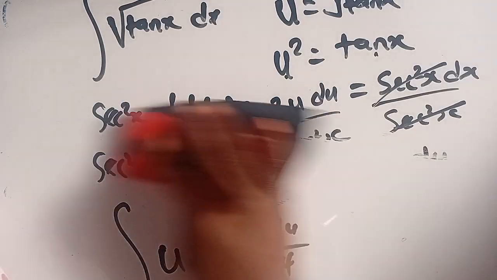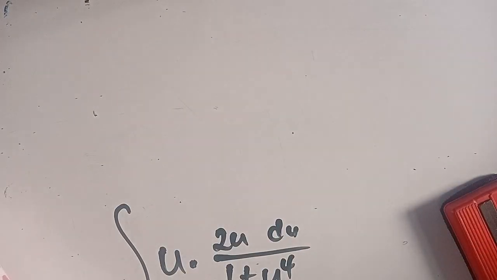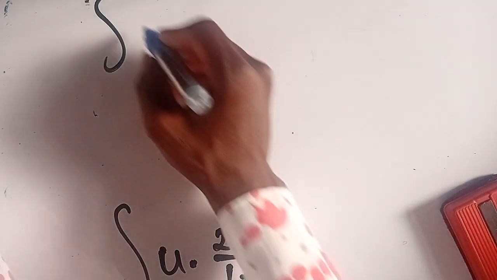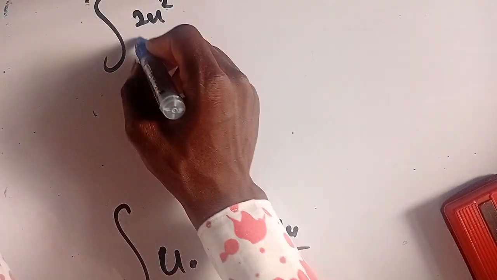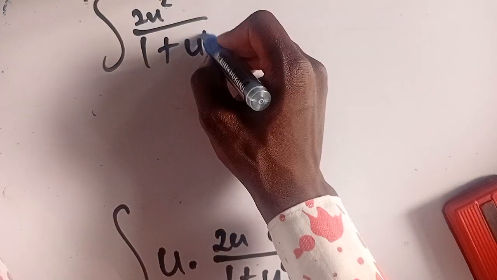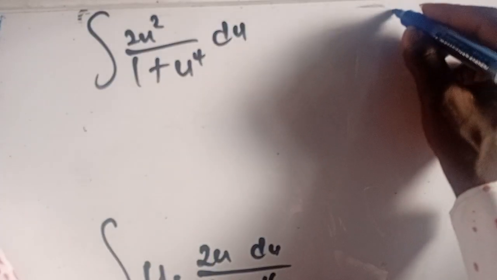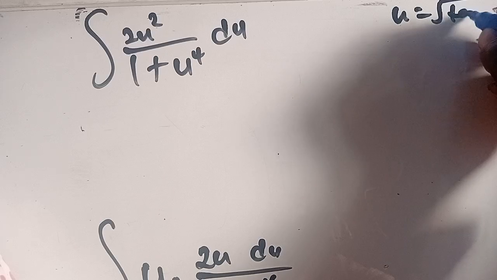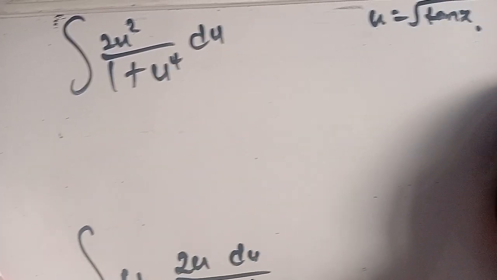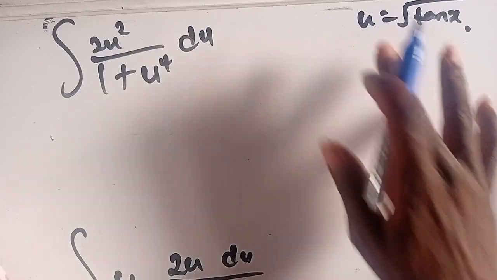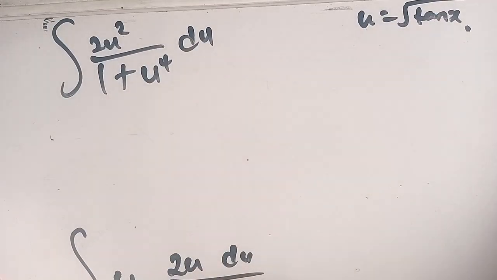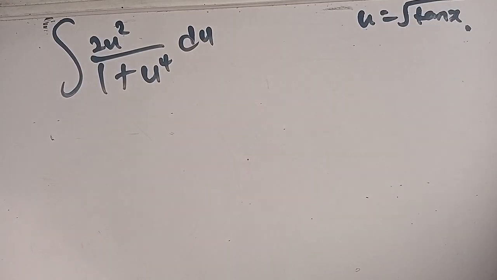So let me write it at the top, sorry for the little space. Now we've obtained the integral of u times 2u, which gives 2u squared over 1 plus u raised to power 4 du. Don't forget where we are coming from. Initially we said u equals root of tan x. Let's keep that, this is the initial substitution that we did, because we need it at the end of the day.